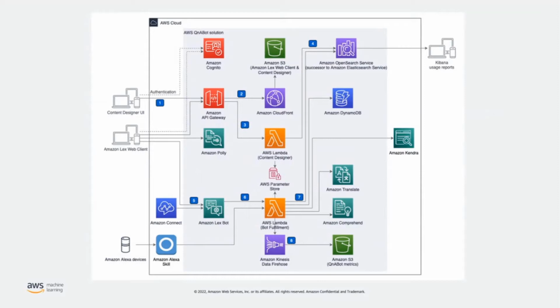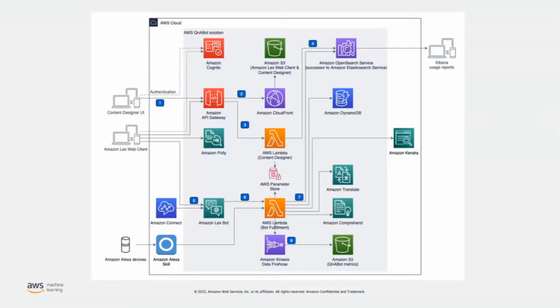So now let's look at the architecture that gets deployed with QnABot in your account. In the gray box in the center are the services or the components that are deployed with the QnABot CloudFormation template. And I want to call out the yellow Lambda functions in the center. These are the magic that glues together all those different services. From the left-hand side, we have the content designer and the Lex web client, as well as Amazon Connect and Amazon Echo devices. And these are the inputs into the QnABot. These are the ways that users will interact with your bot from multiple channels.